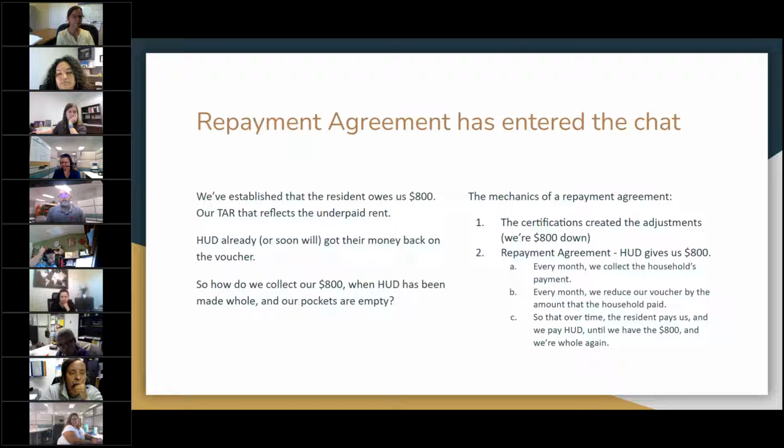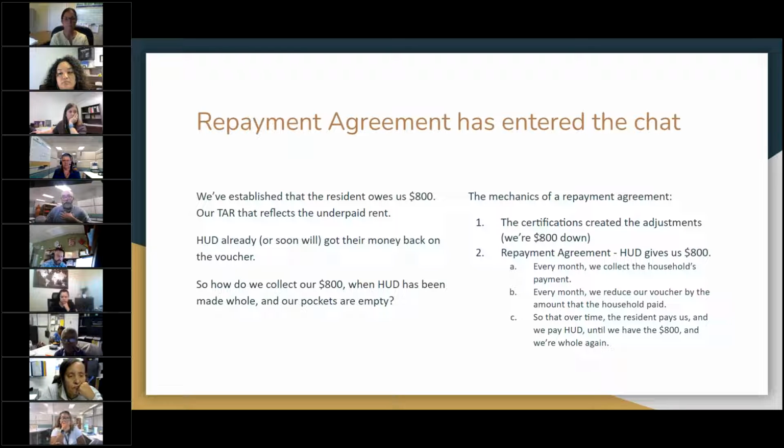So again, HUD gets their money really quick. When we can't get it immediately from the resident, that's where repayment comes in. The certifications created those adjustments, right? That pulled us down 800. How the repayment agreement works is HUD just gives us the 800, right? So the resident owes 800.